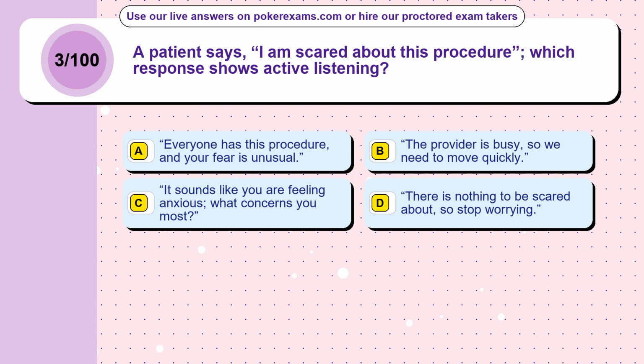Question 3. A patient says, "I am scared about this procedure." Which response shows active listening? Option A. Everyone has this procedure, and your fear is unusual. Option B. The provider is busy, so we need to move quickly. Option C. It sounds like you are feeling anxious. What concerns you most? Option D. There is nothing to be scared about, so stop worrying.